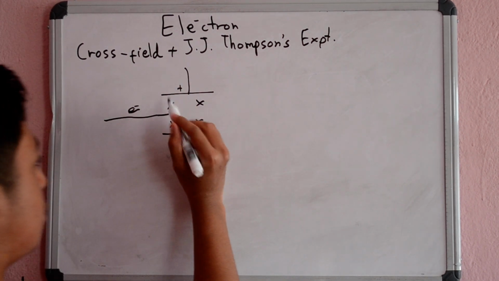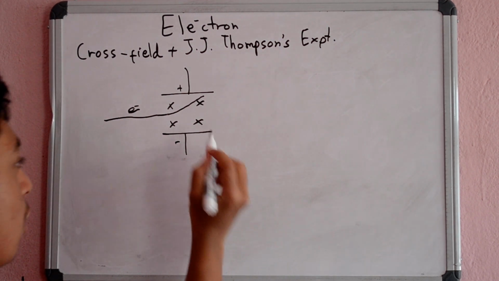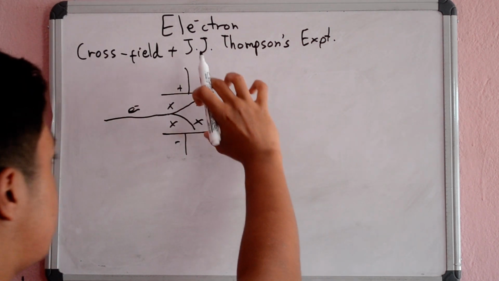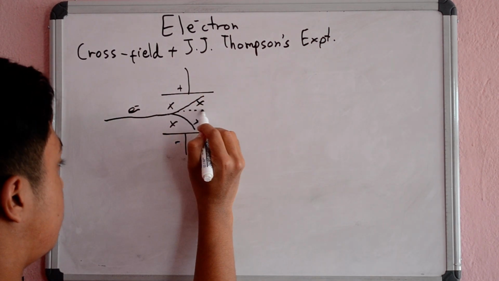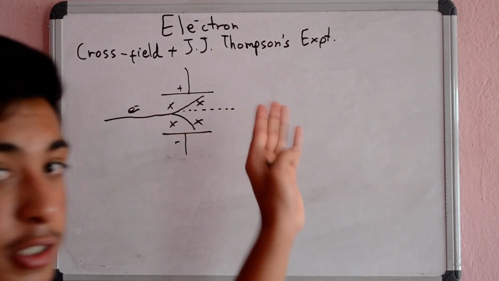If the electric field is stronger than the magnetic field, then it tends to move up. If the magnetic field is stronger, it tends to move it down. But in the exact position in which their two fields or forces are equal, then it goes undeflected. This is known as the cross field condition.